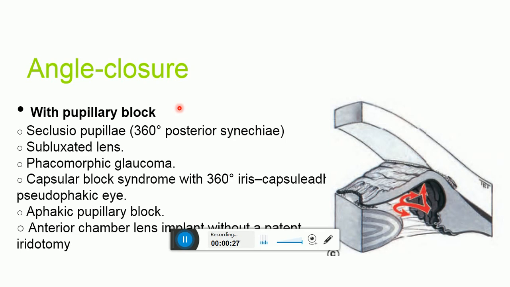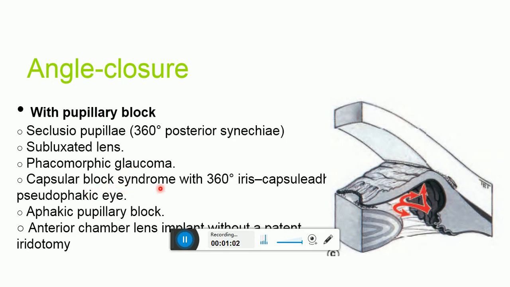So with pupillary block there is seclusio pupillae. Seclusio pupillae means 360-degree posterior synechia, usually secondary to recurrent iridocyclitis. So this is one cause of secondary angle closure glaucoma with pupillary block. And there is a subluxated lens. It can cause pupillary block. Phacomorphic glaucoma can also cause secondary block.